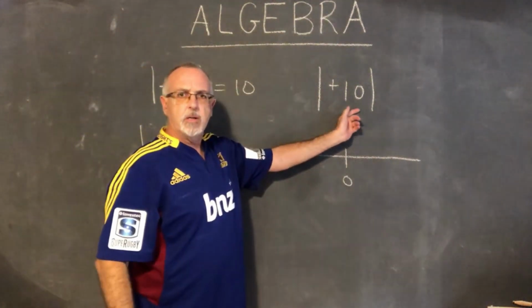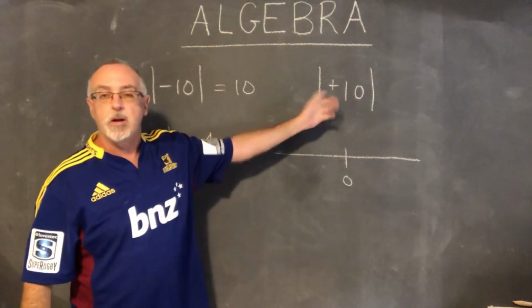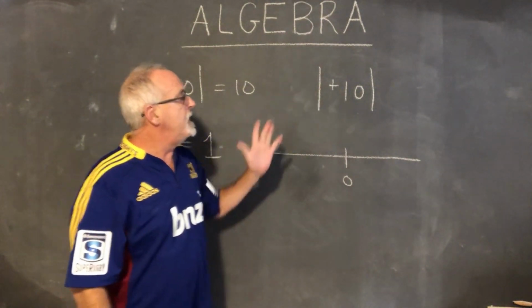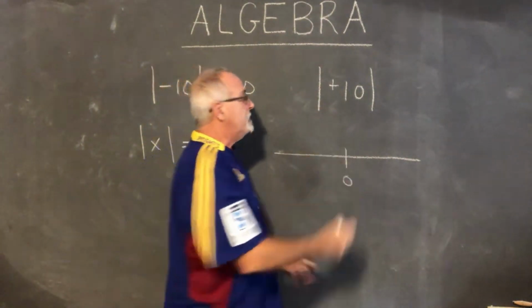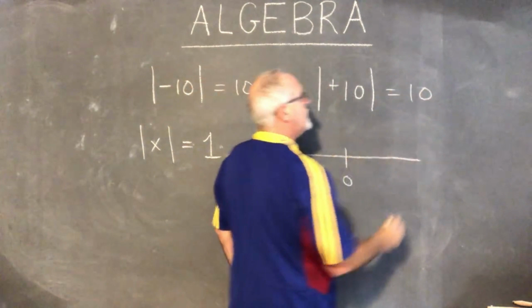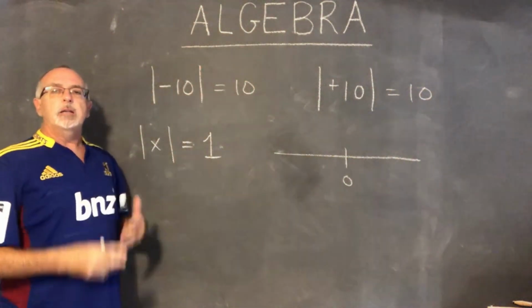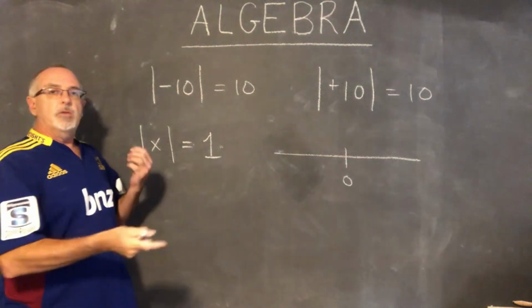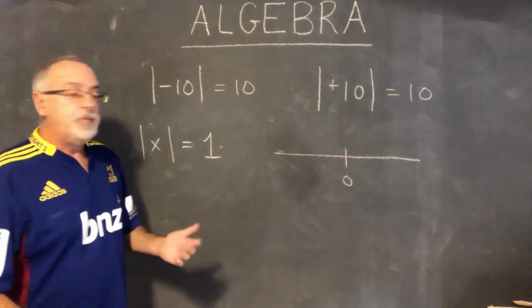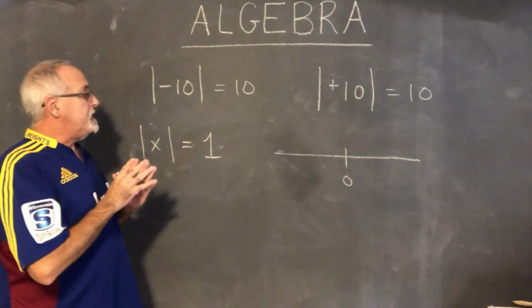But what if it's already positive, like this plus 10? I wrote the plus sign. You don't have to always write that, but I wrote it. The absolute value of positive 10 is also equal to 10. It doesn't become negative. Whatever is inside the absolute value bars has to be positive. And that does some interesting things when we do algebra. So we'll get into that a little bit.